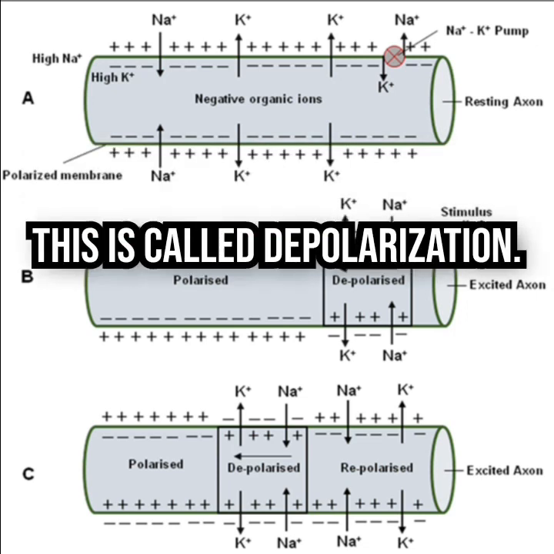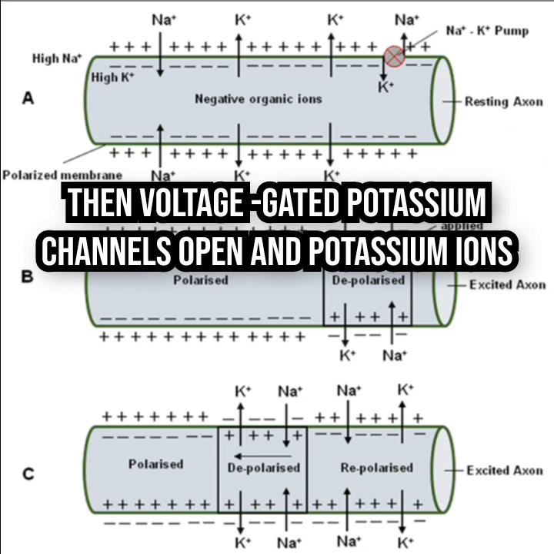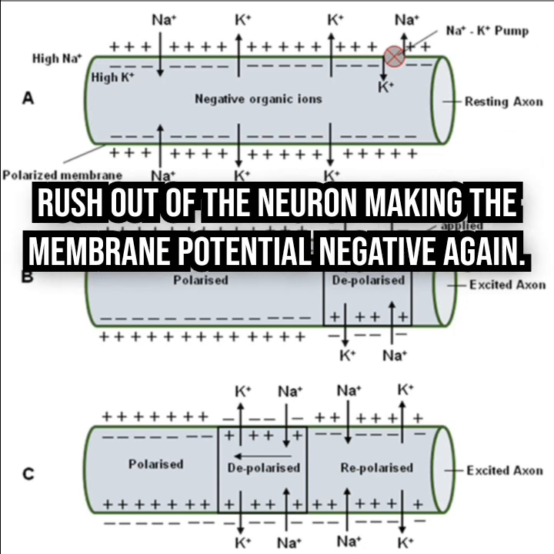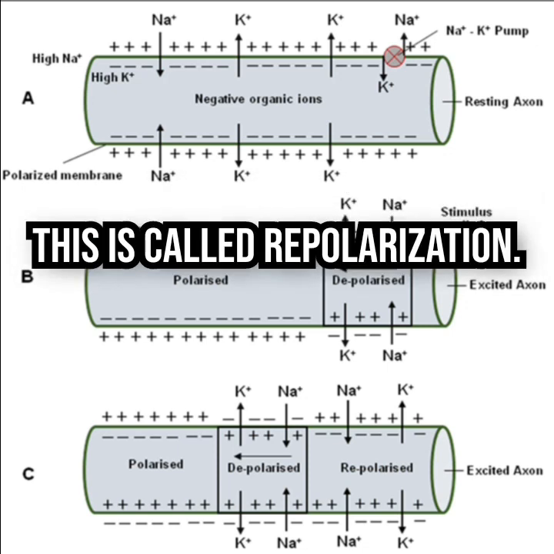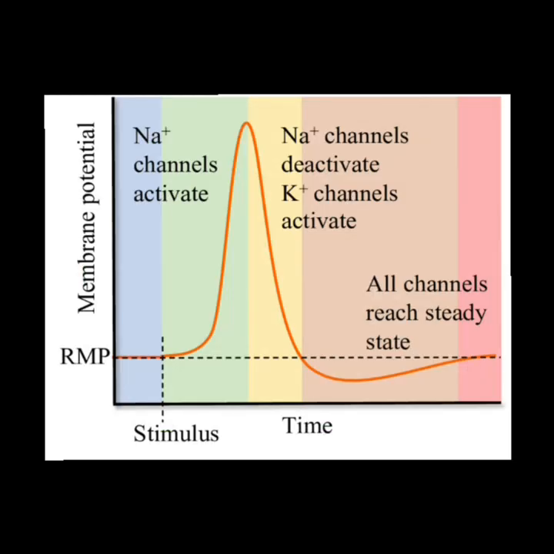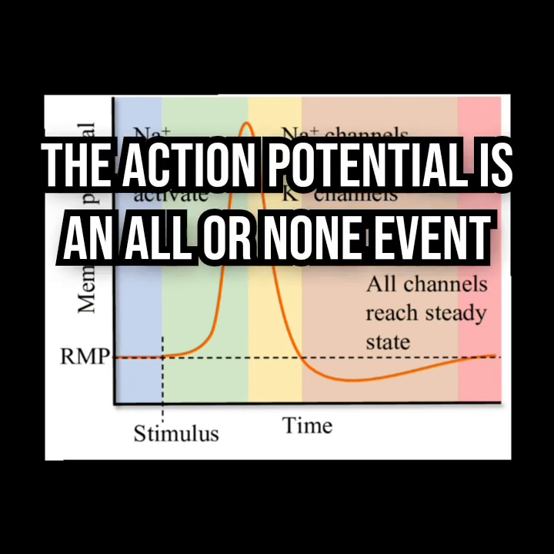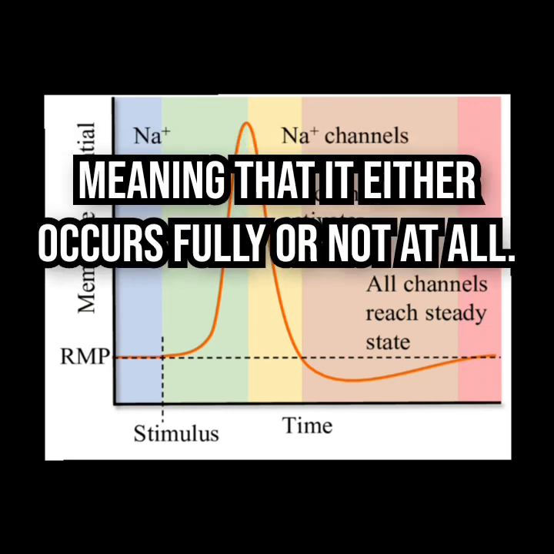This is called depolarization. Then, voltage-gated potassium channels open and potassium ions rush out of the neuron, making the membrane potential negative again. This is called repolarization. The action potential is an all-or-none event, meaning that it either occurs fully or not at all.